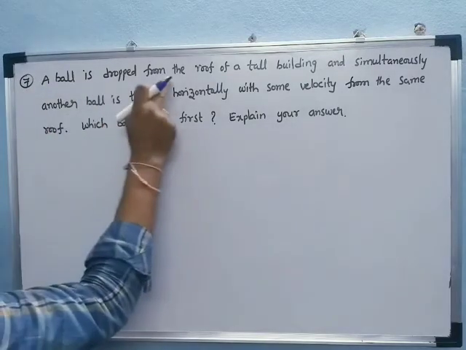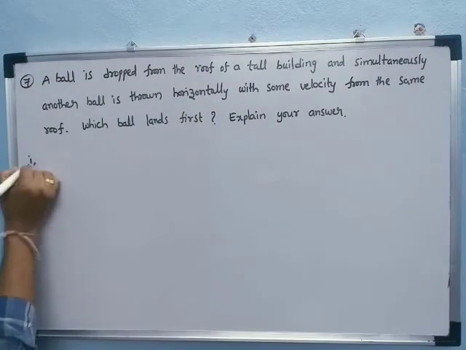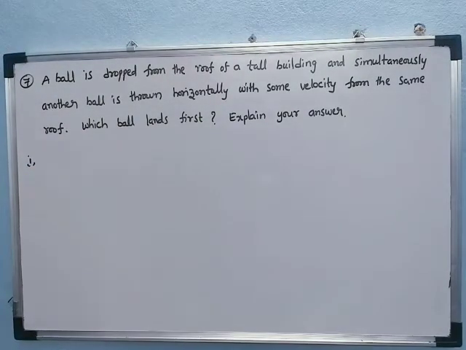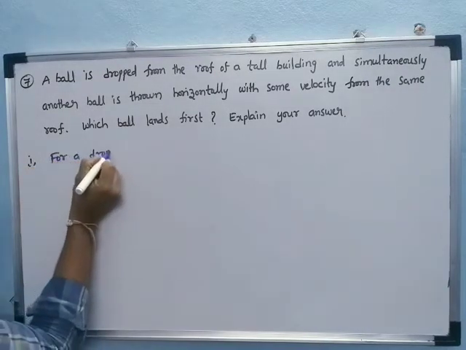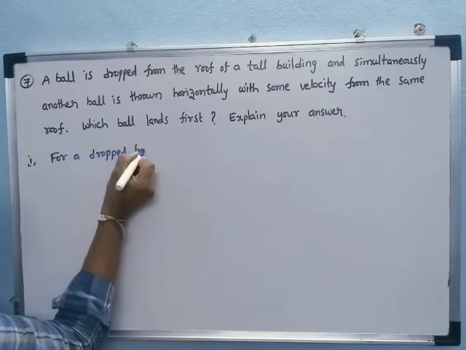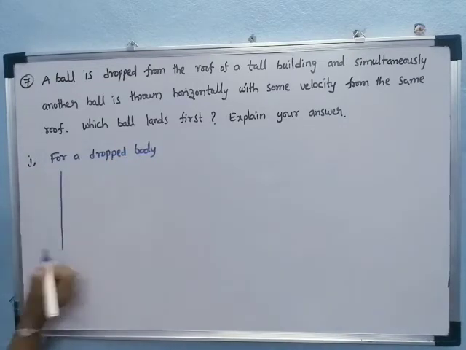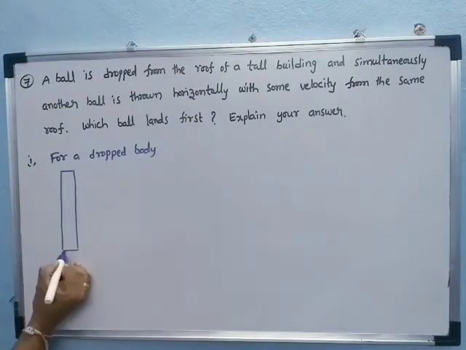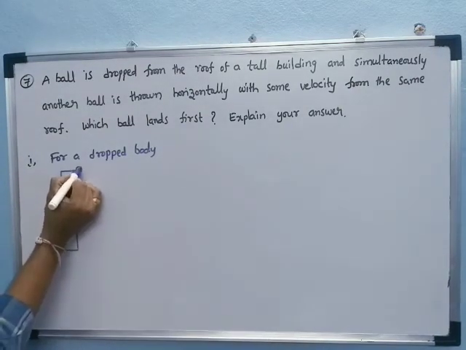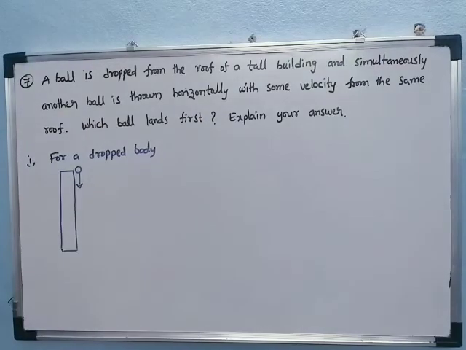A ball is dropped from the roof of a tall building. This is the first condition we are considering, for a dropped body. This is the tall building, and the ball is dropped.